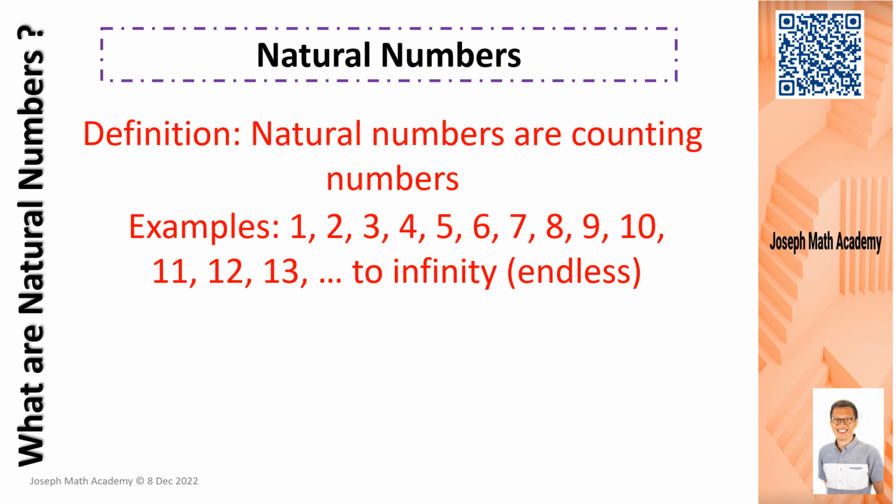First one, natural numbers. Now what are natural numbers? Natural numbers are counting numbers. Example 1, 2, 3, 4, and so on. They are ordinal numbers and they are counting numbers. We are very familiar with them since primary 1. And the largest number is actually endless. It's called infinity.